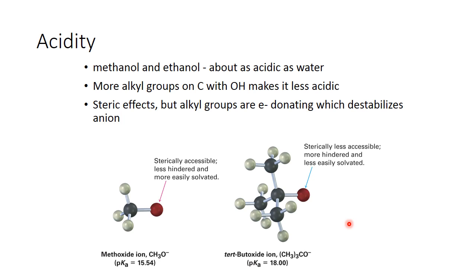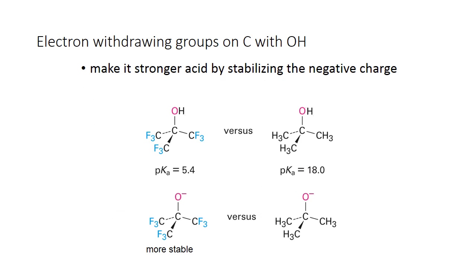Another way that we say this is that alkyl groups are electron donating, and so they destabilize the negative charge when a proton leaves. It makes that alcohol group less acidic. However, if we have electron withdrawing groups, we can make it more acidic. Here is that t-butanol with that pKa of 18.